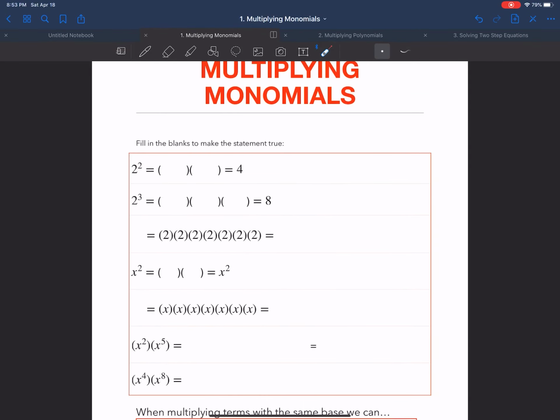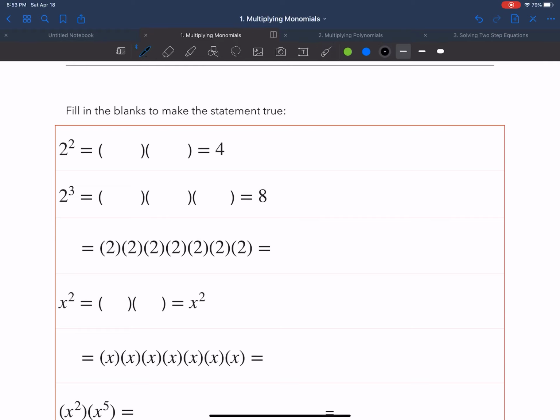So if we go back in here, we're on the next page. And this is just sort of exploring what monomials are, or powers are, and how they work. So I'm filling in the blanks in this part here. And 2 squared, if I was to expand that out or write it out a long way, what that means is 2 times 2. And that means, 2 times 2 is 4. And if we have 2 cubed, or 2 to the power 3, that means 2 times 2 times 2, which is 8.